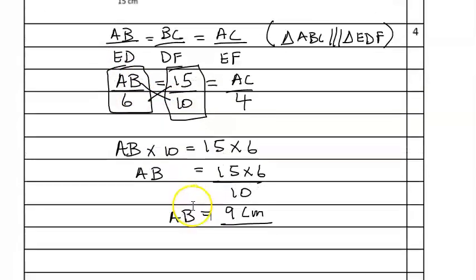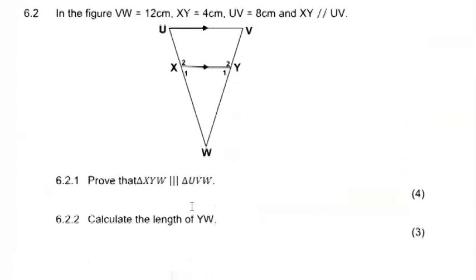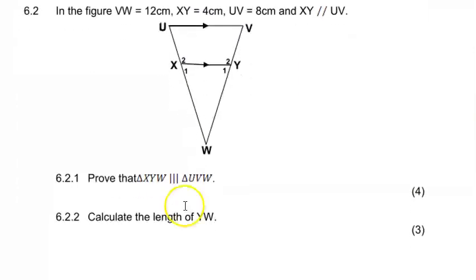That is, let's look at the last question. Now in this particular question, once again, it's telling us that in the figure VW is equal to 12 centimeters, and XY is equal to 4 centimeters, UV is equal to 8 centimeters, and they tell us XY is parallel to UV. Prove that triangle XYW is similar to triangle UVW.